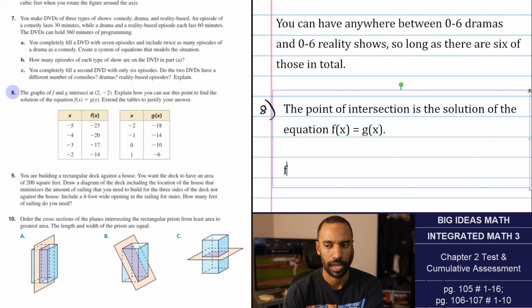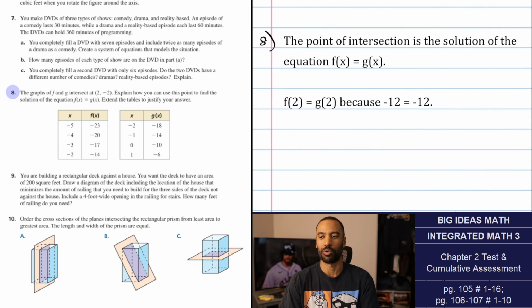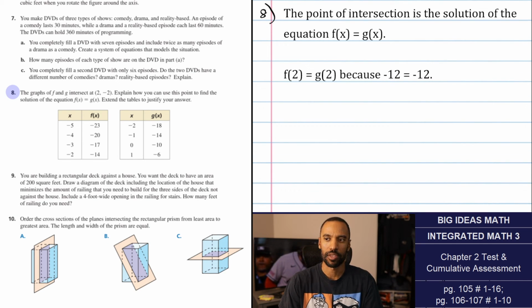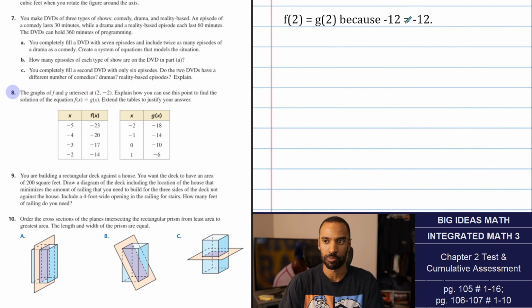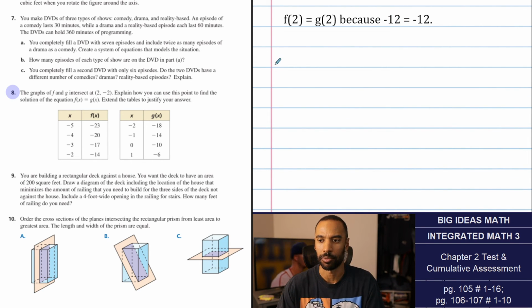f of 2 equals g of 2 because -12 equals -12. I don't know what they're saying. They're saying they intersect there. Well, listen, they want us to extend the tables. Basically, this is just like that gym membership one. At 5 months, they should each be $150. At 2 for x, they should each be -2 for y is basically what we're saying here. So let's extend the tables.